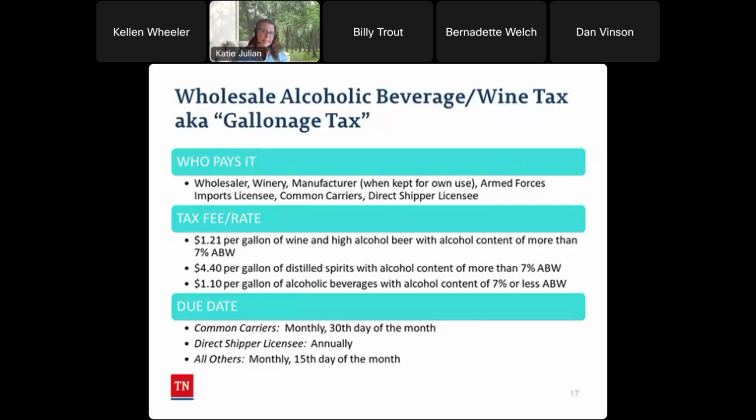Manufacturers: any Tennessee licensed manufacturer can pay the gallonage tax directly to the department on the amount of its own product that is needed for its own use, not to exceed 100 cases per month. For example, when a manufacturer retains product to be used at a company event or a party, the Tennessee licensed manufacturer may pay the department the gallonage tax directly there.